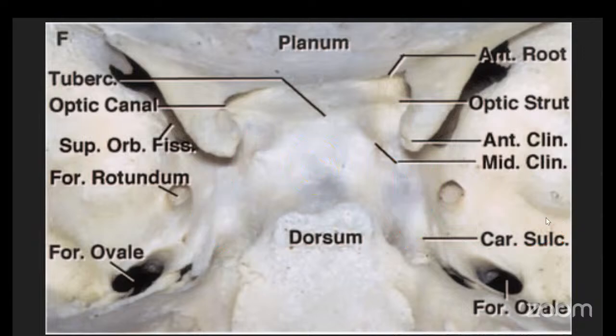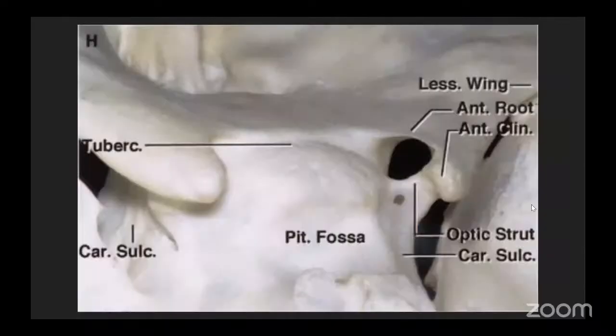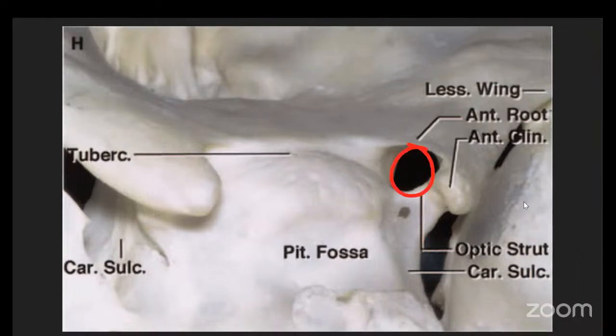Okay, moving on. This is another zoomed in image. You can see all the structures that I've mentioned previously. There's the optic canal here. Right around the optic canal, you can now see the depression of the carotid sulcus, which is pretty visible. And this is the anterior clinoidal process. This region is the optic strut. So why is this important?